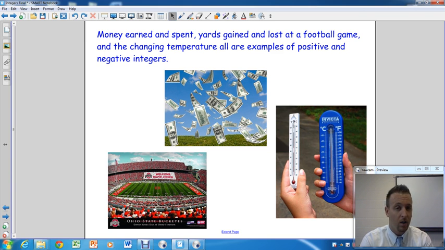It would be really, really cold if it went below 0 and started getting into negative numbers, such as negative 10. Ooh. Also, a football field, believe it or not. If the quarterback gets sacked and he loses 7 yards, that would be considered negative 7. Now, if he throws a really nice pass and makes the catch, that would be considered plus yards.